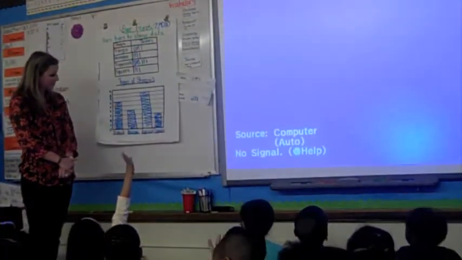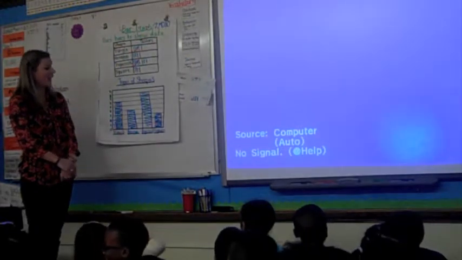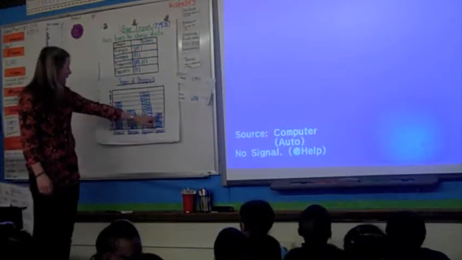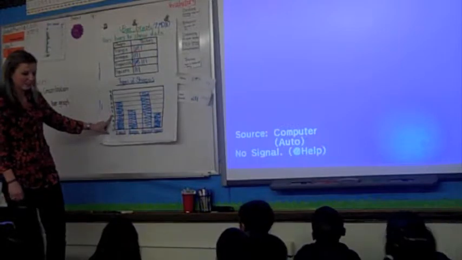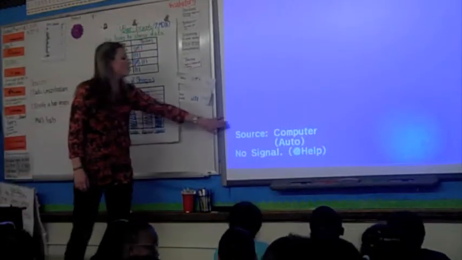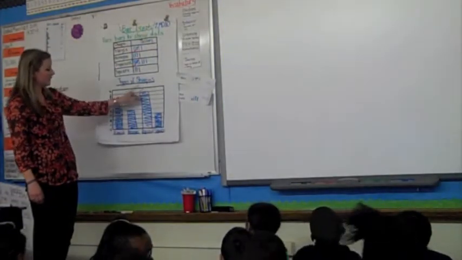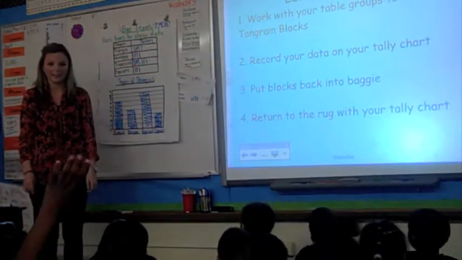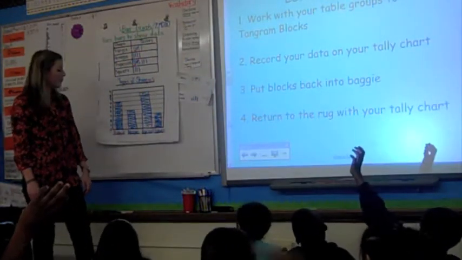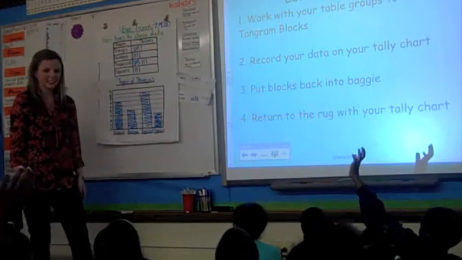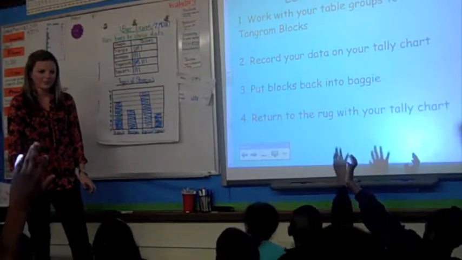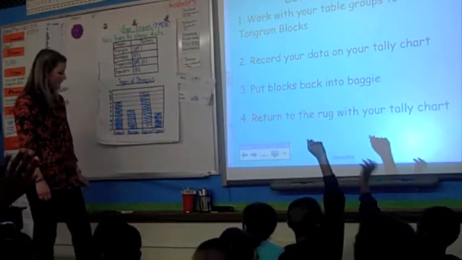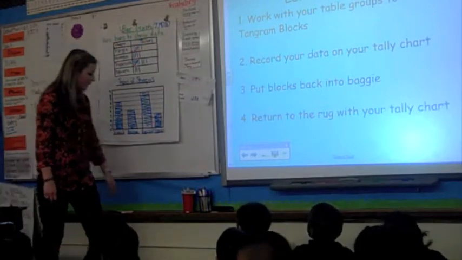Thomas? The least of the square. We only had 3 squares. How many more trapezoids than hexagons do we have? Fabrice? 4. How did you figure that out?